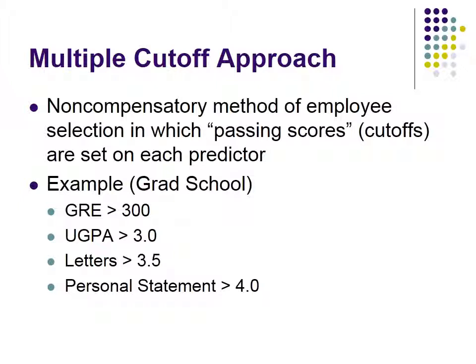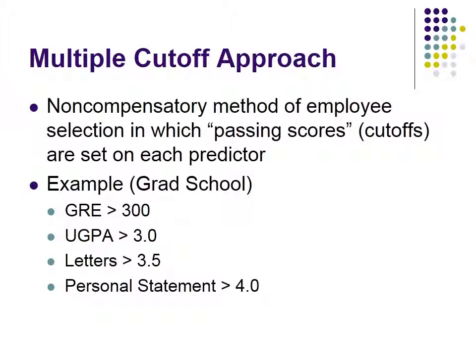So a multiple cutoff approach is a non-compensatory method for employee selection in which passing scores or cutoffs are set for each predictor. So if a multiple cutoff approach was being used for grad school, for instance, there would be set cutoffs on each one of the actual selection techniques used for grad school. So in this case, we have the GRE, Graduate Record Exam, which is, by the way, a test of general cognitive ability. Undergraduate GPA, which is a test of basically specific knowledge. Letters of recommendation, which includes information about personality, motivation, and a personal statement.